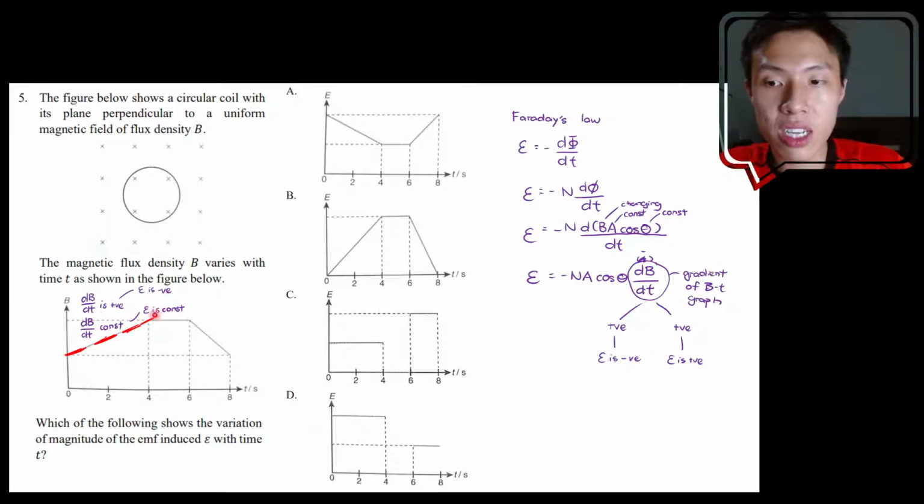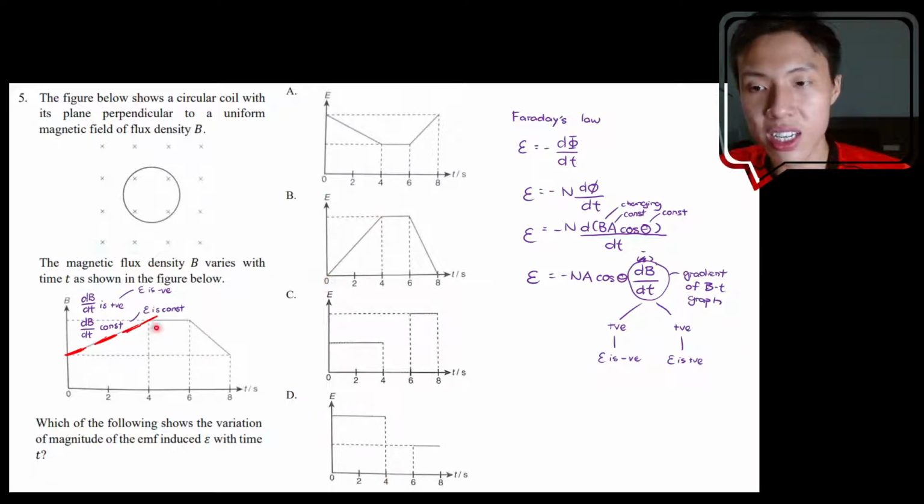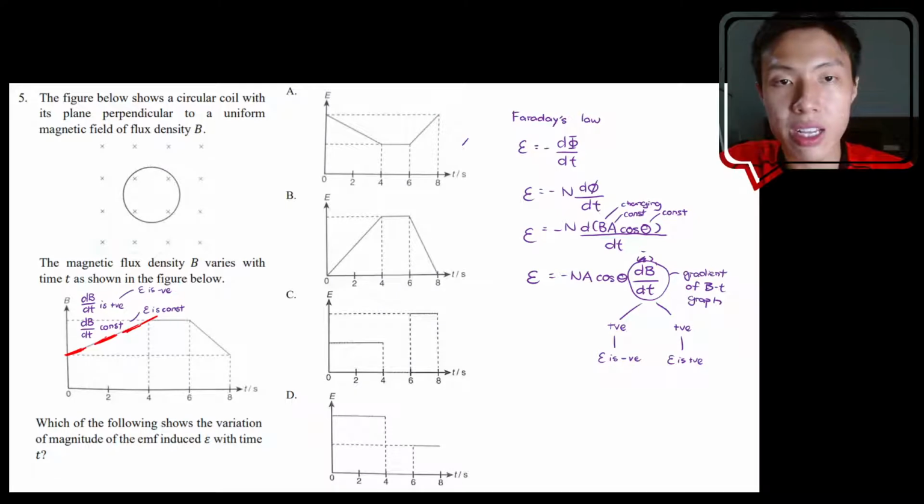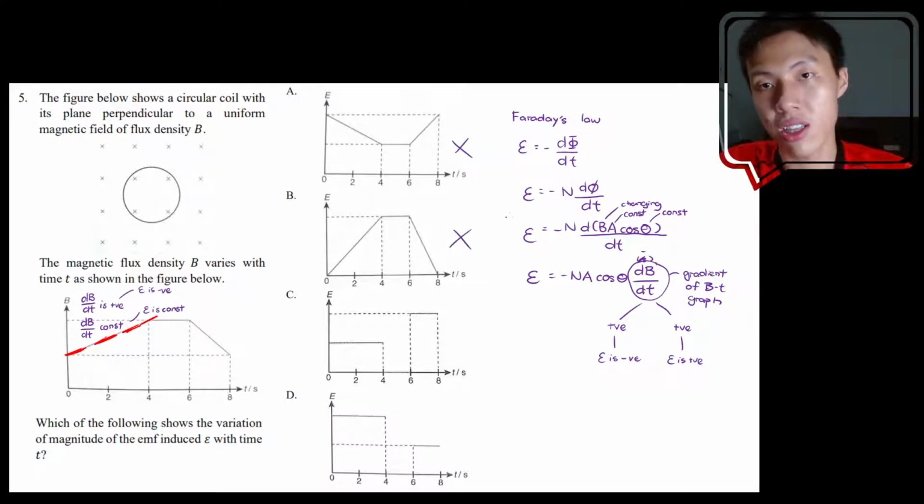Because you see that the EMF is constant from 0 to 4, that means you should expect a horizontal line from 0 to 4. Right now, if you look at this one, the EMF here is increasing. It is not constant. Okay, so this one is not the correct answer because the EMF is not constant. This one, the EMF is also not constant. It is decreasing. So A and B can be eliminated from our selection.